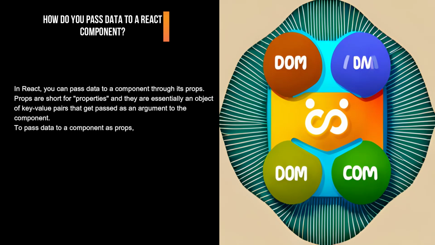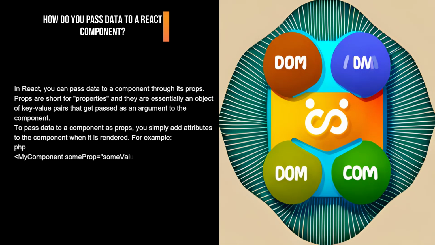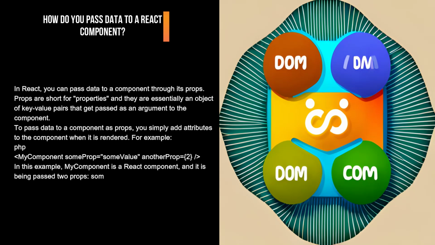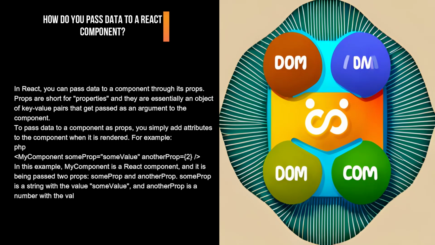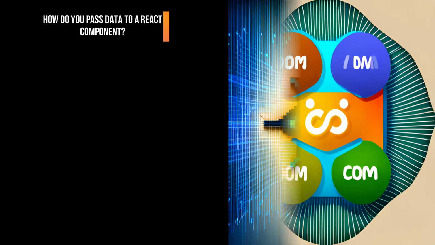To pass data to a component as props, you simply add attributes to the component when it is rendered. For example, <MyComponent someProp="some value" anotherProp={2} />. In this example, my component is a React component, and it is being passed two props, someProp and anotherProp. someProp is a string with the value "some value", and anotherProp is a number with the value 2.